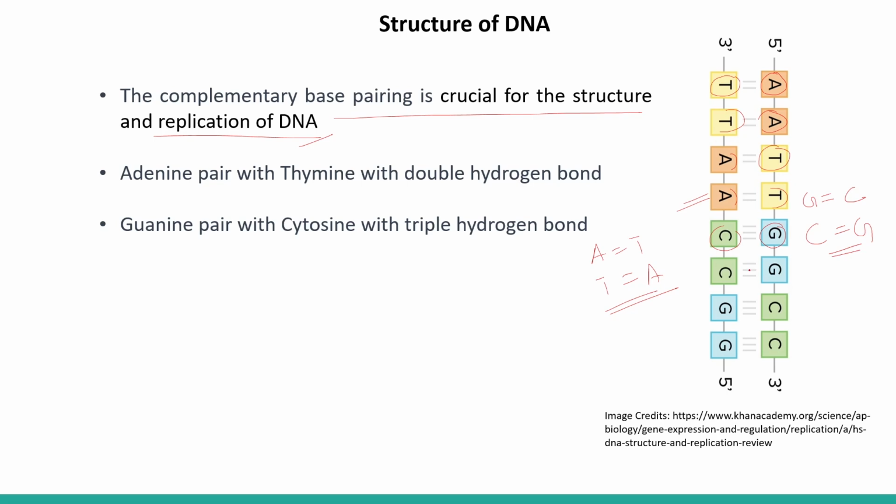But there is a difference. What is that difference? Adenine pairs with thymine with the help of a double hydrogen bond. 2 bonds are there. But in the case of the GC or CG bond, we can see cytosine is attached to guanine with 3 hydrogen bonds, a triple hydrogen bond, right? So this is the complementary base pair, which is very crucial for the structure of the DNA. A pairs with thymine with 2 hydrogen bonds, and C pairs with guanine with 3 hydrogen bonds.